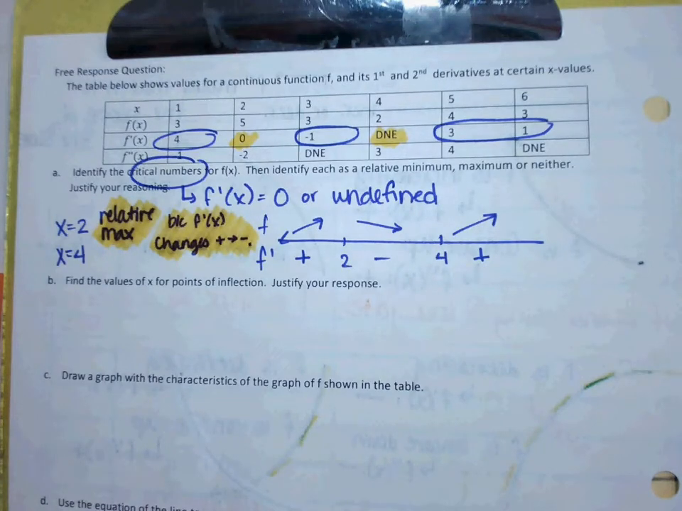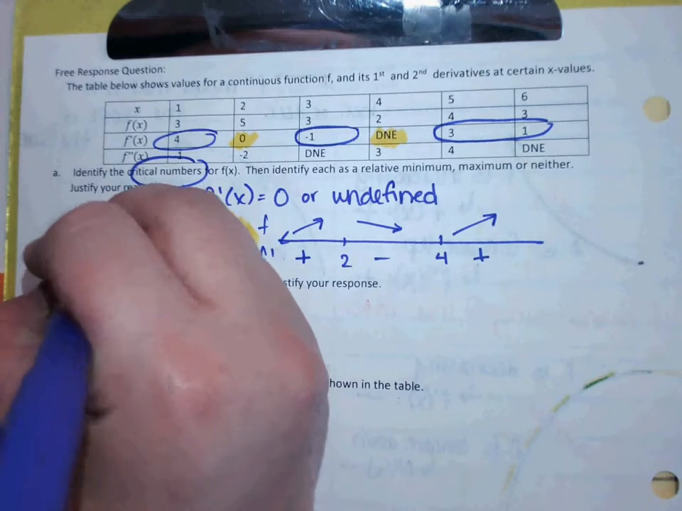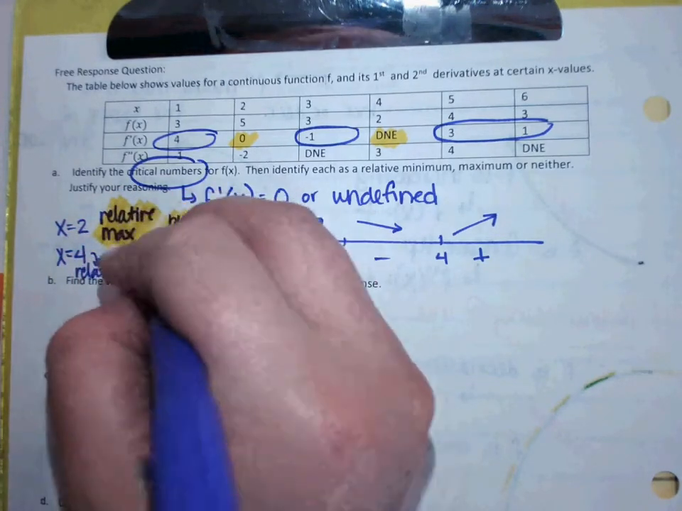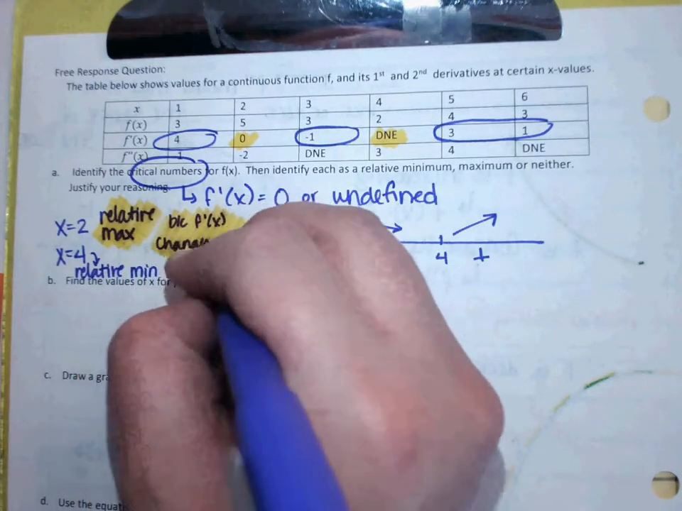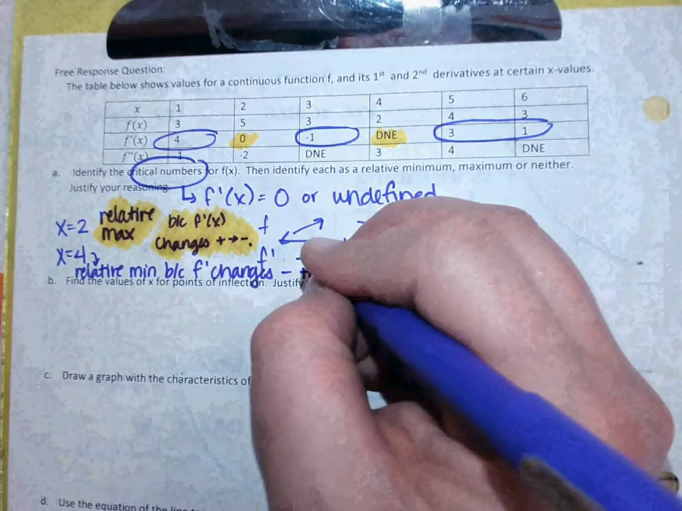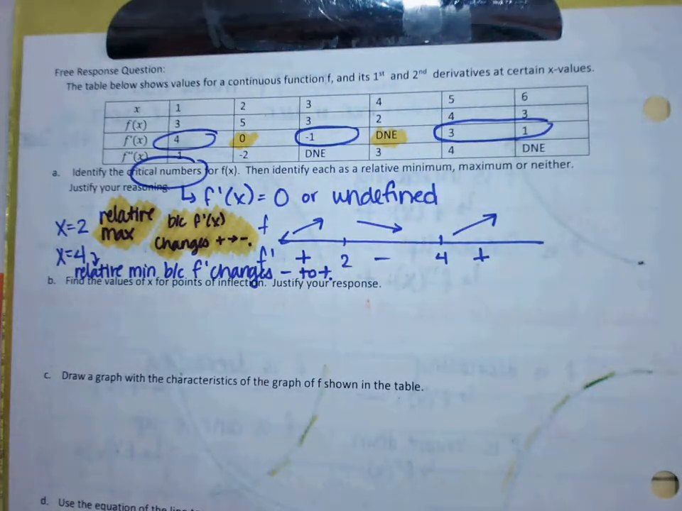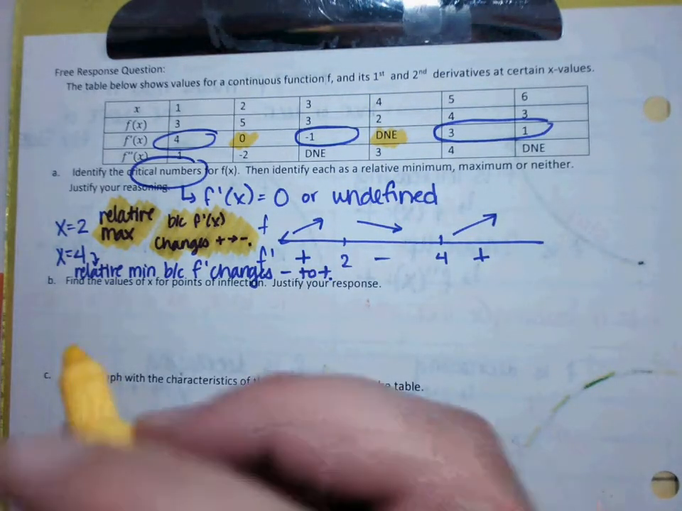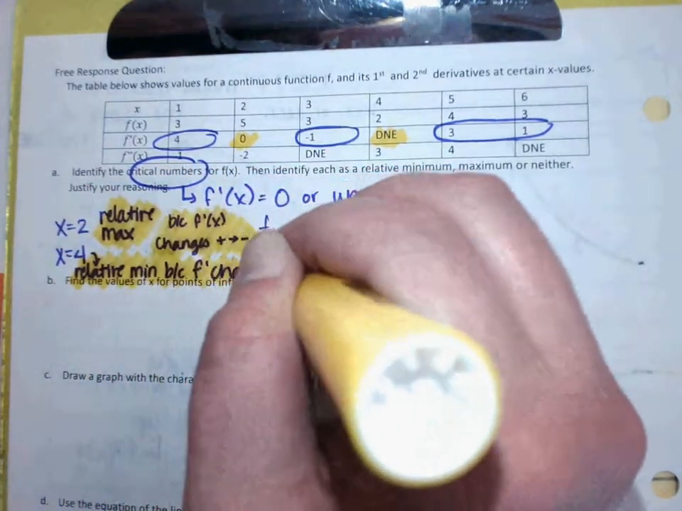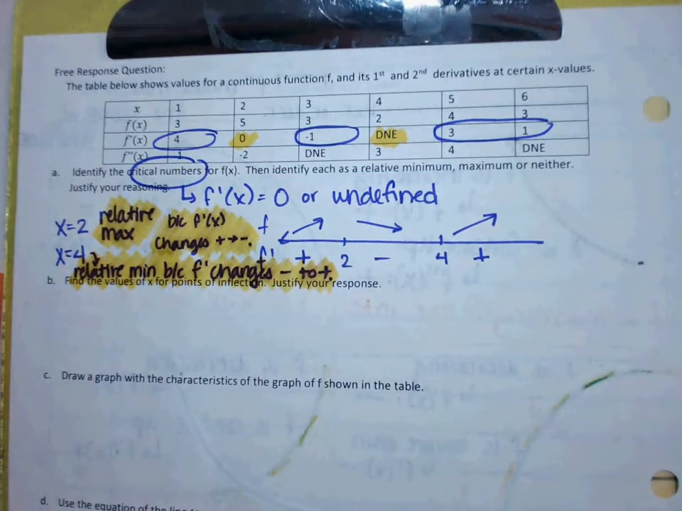Now, what about 4? What do we say 4 is? A relative min because f prime changes negative to positive. Okay, and there's your justification down there at the bottom. Now, if it did not say to justify, then you would not have to. But since it does, we got to do it.